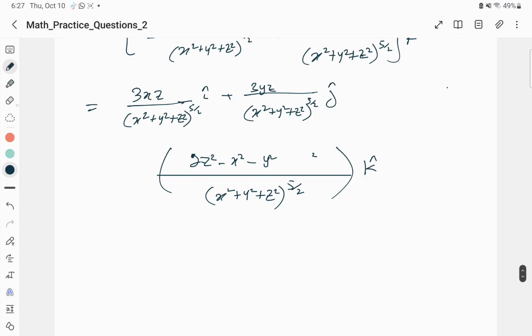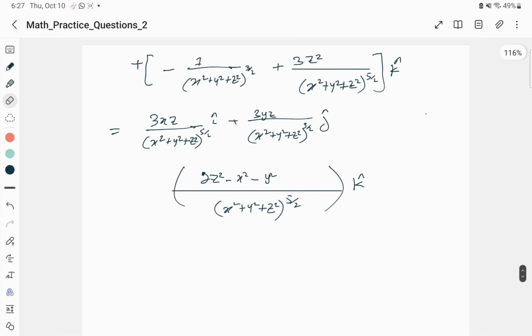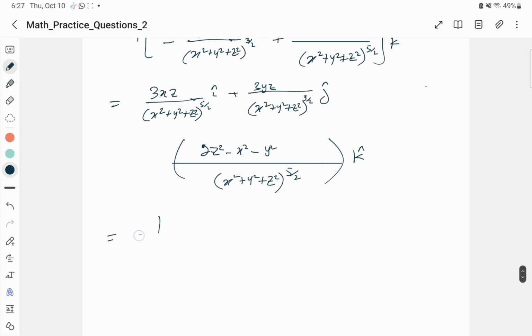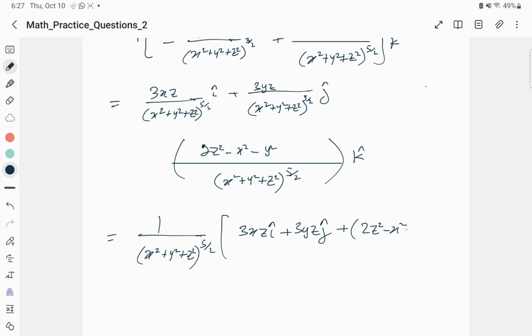Okay, now we take whatever we can take common, so we can take basically this expression in the denominator as a common. It's 1 over x square plus y square plus z square to power 5 by 2, and here we will have 3xz i plus 3yz j and plus 2z square minus x square minus y square k component. And this is the answer of this part.